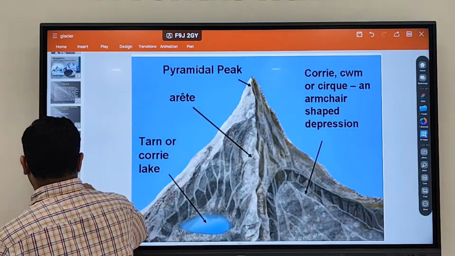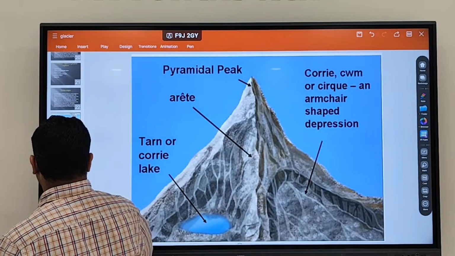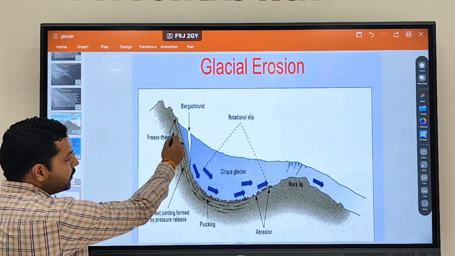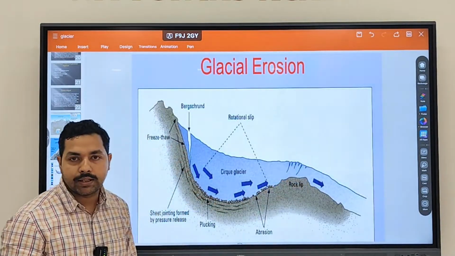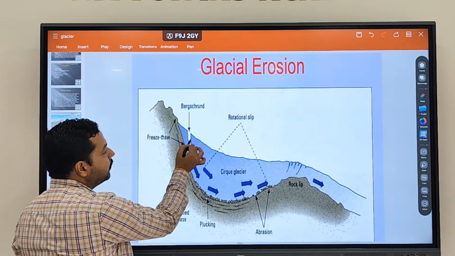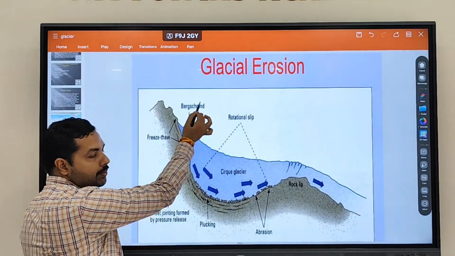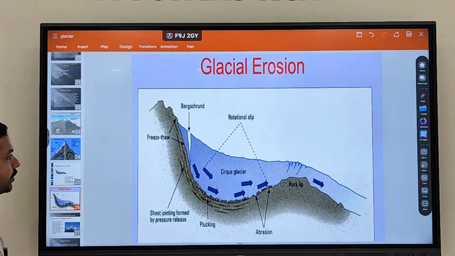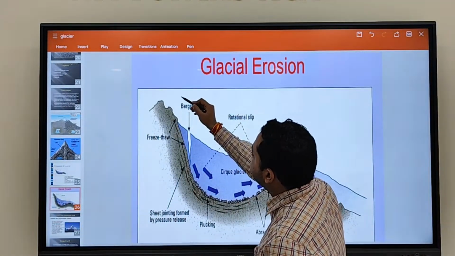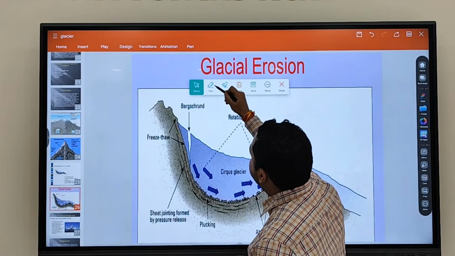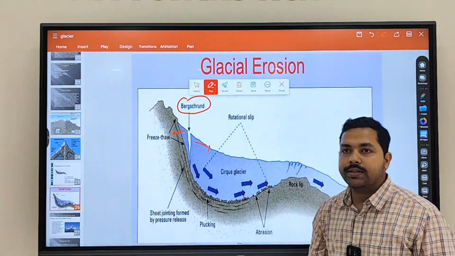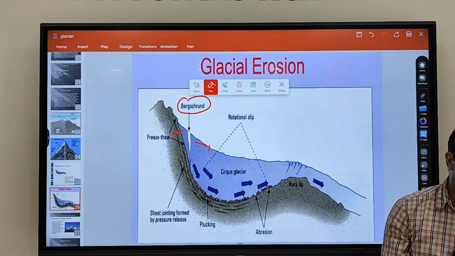Next comes your what? You can see this particular figure. As we discussed, this is your Kori or a Sirk lake. Now this particular break that you are seeing between this ice and this ice is referred to as what? It is referred to as a Bergschrund. What is Bergschrund? Bergschrund is this gap which is there between this ice and this ice. This gap is referred to as a Bergschrund.